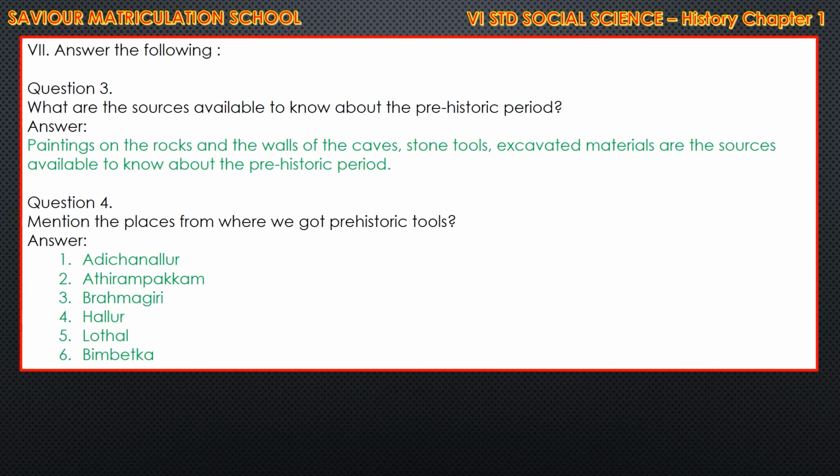And question number 4. Mention the places from where we got prehistoric tools. What are the places I told you? Can you remember? Yes. Answer is Adichanallur. Repeat it to me, children. Adichanallur, Adirampakkam, Brahmagiri, Hallur, Lothal, and Bhimbetka. Yes, answer is correct.